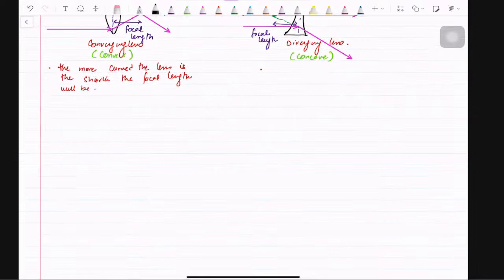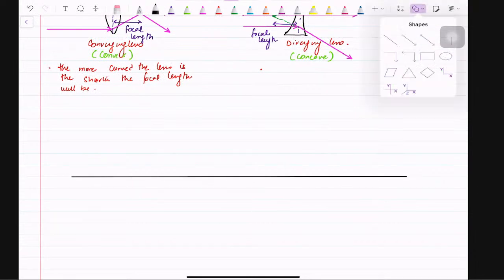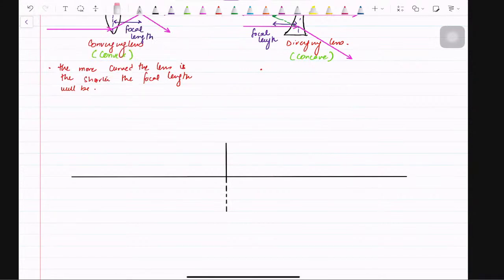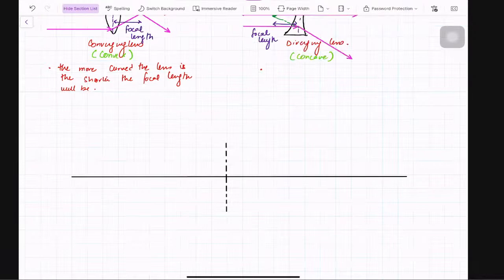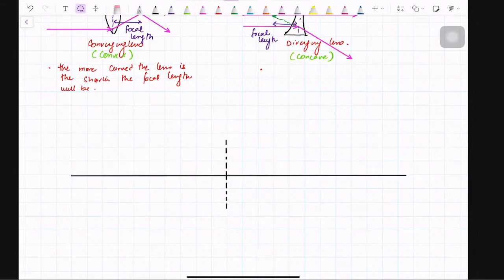So the things you need, suppose this is a central line and the lens is placed here. Instead of making the lens again and again, I'm just making the central line. And then, wait a second, let me just move it to another view. That would be much better than this. Okay. Let me move this. Wait. Okay, great.